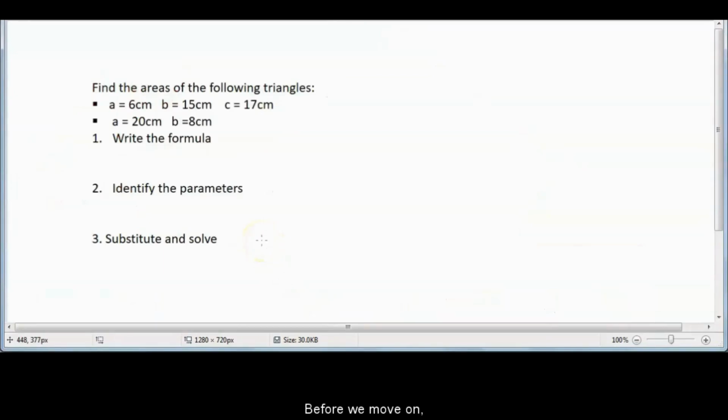Before we move on, it's important that we take a few practice problems. I have a simple question here on triangles. Find the areas of the following triangles. Given a question like this, you are expected to draw up a plan or steps on how to solve it, just like I used to do. In mensuration, this is how you break down your solution. First, you write the formula.